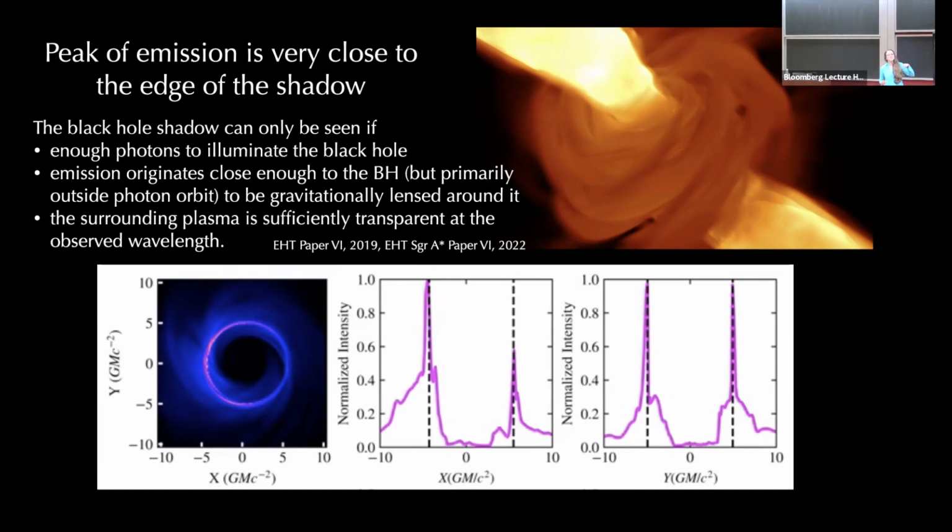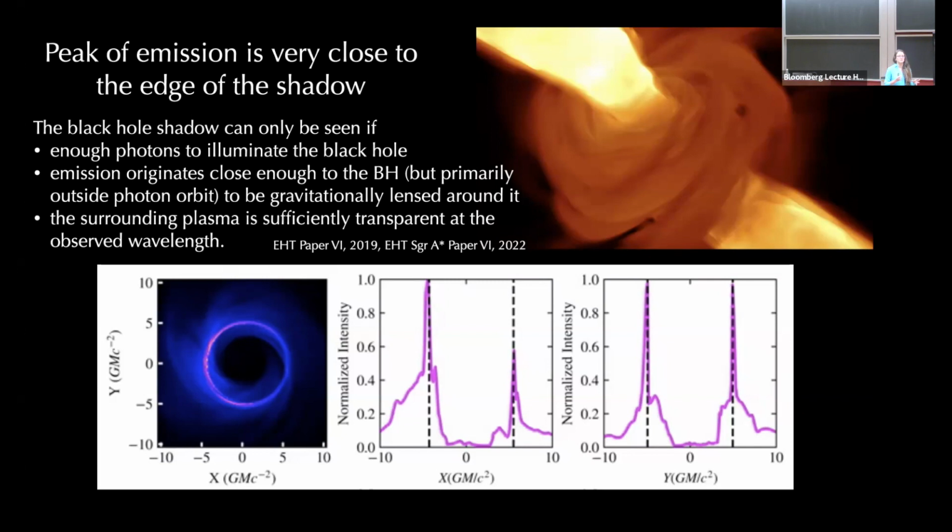So these 3 bullet points are essentially the necessary conditions, and we argue that if these conditions are met, then this observational ring feature will be related, within a particular error bar that I'll get to, to this black hole shadow feature. So first, we need enough photons to actually illuminate the black hole. Second, the emission needs to originate close enough to the black hole, but primarily outside of the photon orbit so that it will be gravitationally lensed around the black hole. And finally, the surrounding plasma has to be sufficiently transparent at the wavelength that we observe at. One thing that I really want to emphasize here is that we didn't just get lucky.